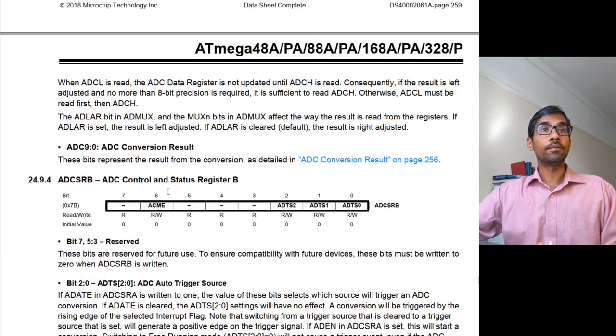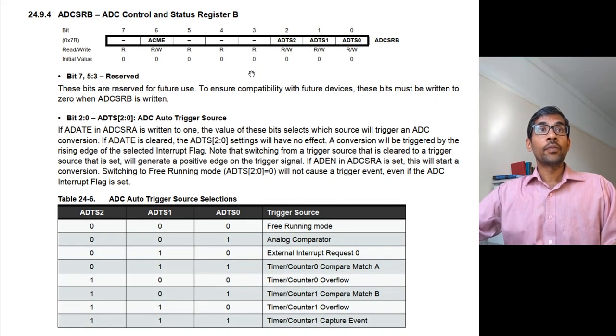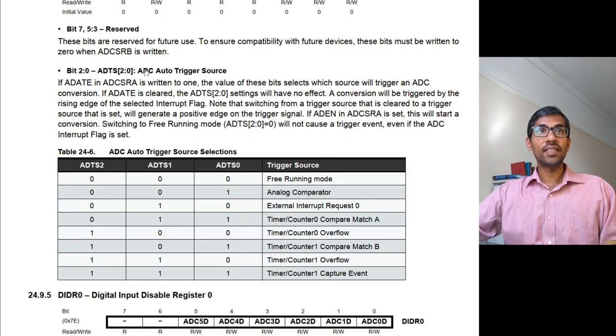Okay, let's continue and look at ADCSRB, so the ADC control and status register B. Here the important bits that you need to understand are 2 to 0, and really we'll talk about this a little bit later. You remember in one of the previous registers we talked about enabling auto triggering, and you can see that this decides which of these sources would trigger your ADC.